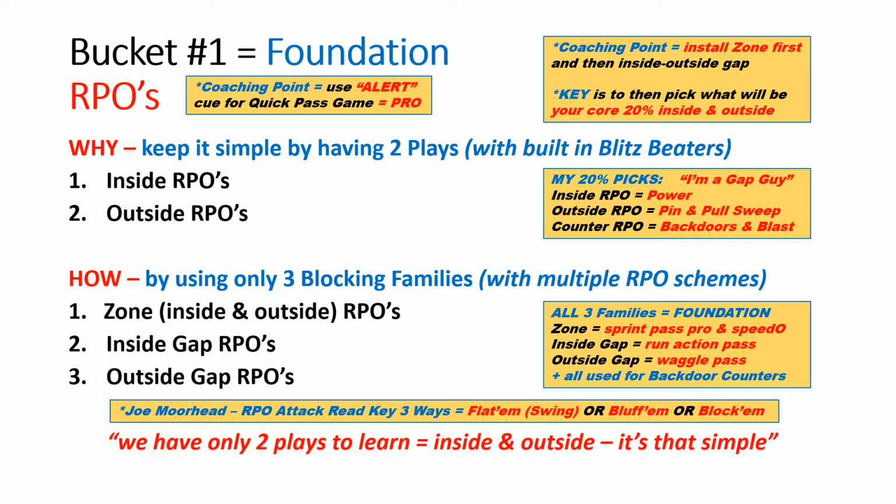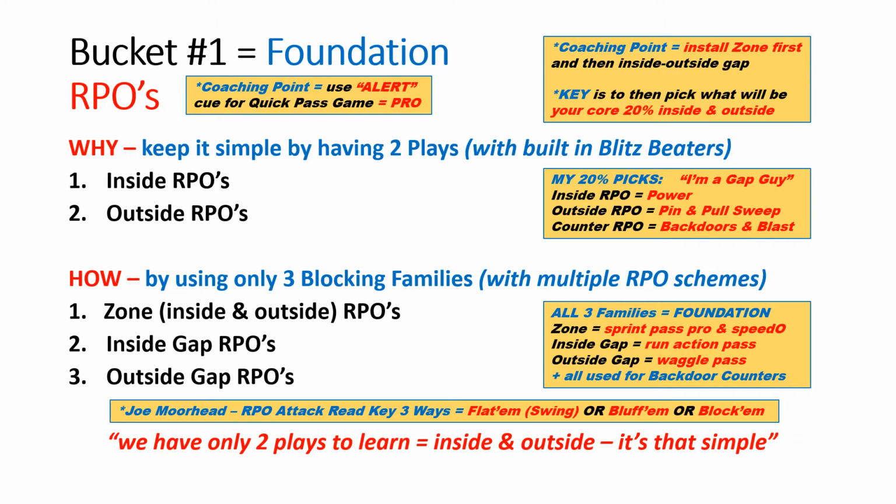Again, install zone first, but my inside RPO usually ends up being power. Outside RPO, I love pin and pull sweep. And then our counters, you can see with our backdoors, we're going to use these foundation terms. Backdoor just simply means we're going to run away from the H-back and use counter or what we call jab action by the back. I do like that you run an old school ISO, which I call a blast, with counter action also. Simple, sound, and you'll see where it'll scaffold to your passing game.